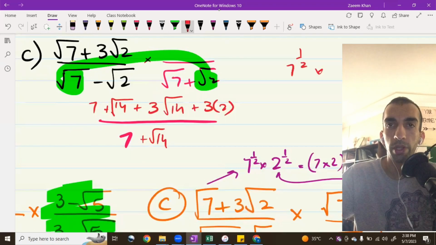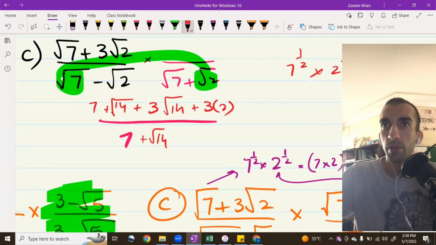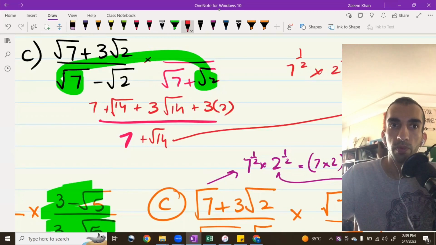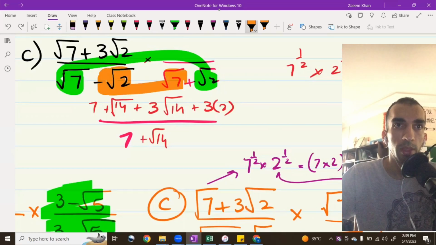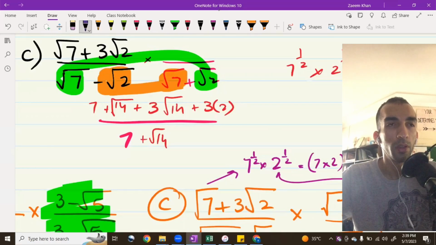7 raised to the power 1 by 2 multiplied by 2 raised to the power 1 by 2. The bases are different, but the powers are same. What do we do? We multiply the bases and we just simply write the power once. We combine it. That's square root of 14. Excellent. Now, if we were to multiply this with this, the orange part, what is the answer going to be?